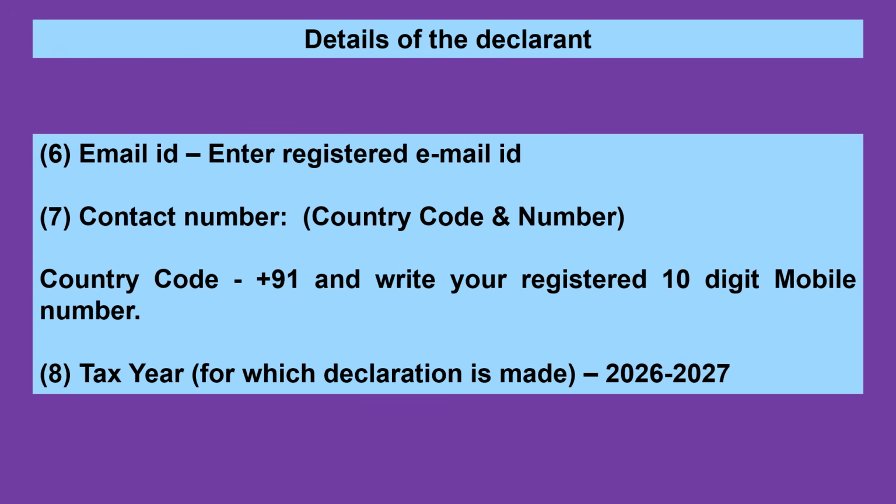Point number 6, email ID. Enter your registered email ID. Point number 7, contact number. Country code and number. Country code write as +91 and write your registered 10-digit mobile number. Point number 8, tax year for which declaration is made. It is to be 2026 and 2027.